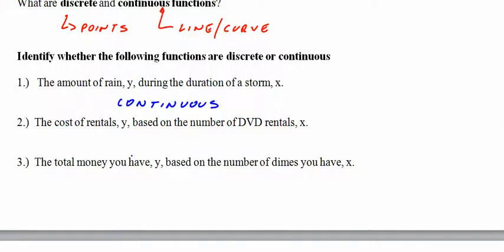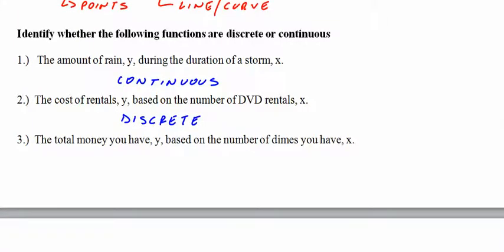The cost of rentals based on the number of DVDs you rent. That's discrete. You can't rent half a DVD. Now, if we were measuring for America, it'd almost be continuous, but it'd still be discrete because there are billions being rented. You could almost say they all kind of work together.